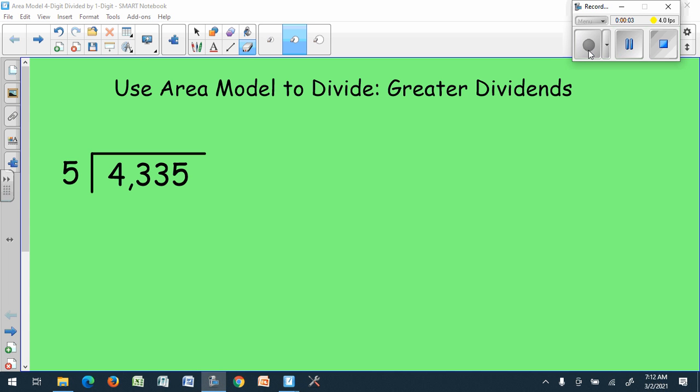Hi, today we are going to practice dividing 4-digit dividends by 1-digit divisors using the area model. So maybe write down in your notebook, area model as your title, and then write down this problem, 4,335 divided by 5. Let's set up our area model for this problem.